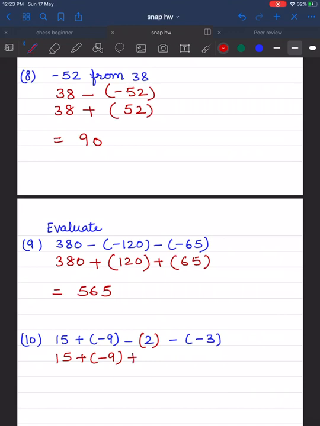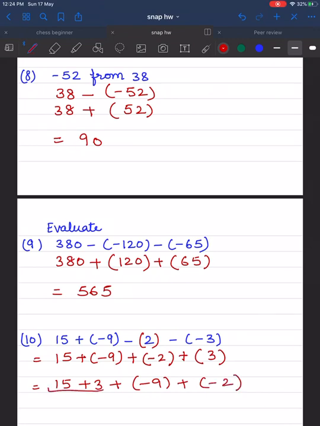Now the next question. So here we have 15 plus minus 9. Now I change the subtraction sign to an addition sign and I take the opposite of 2, which is minus 2. Again I change the subtraction sign to an addition sign and I take the opposite of minus 3, which is plus 3.